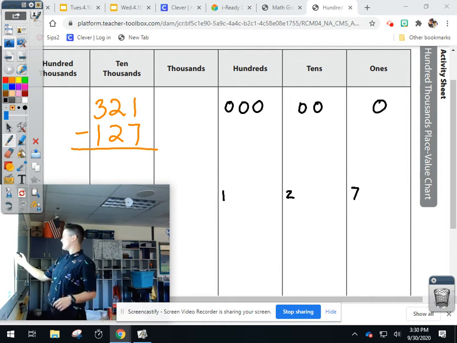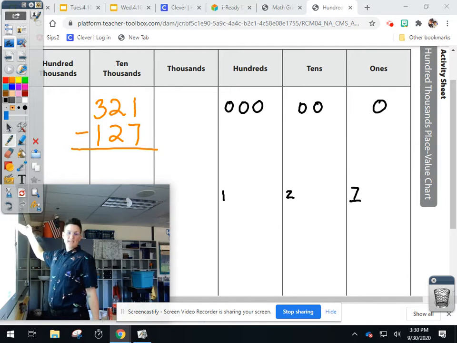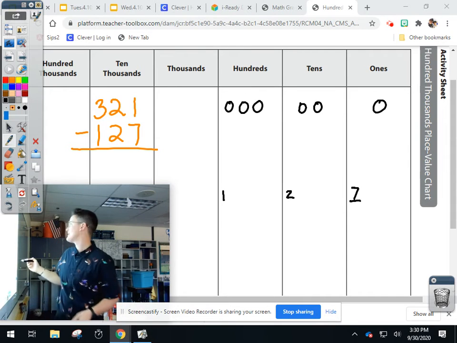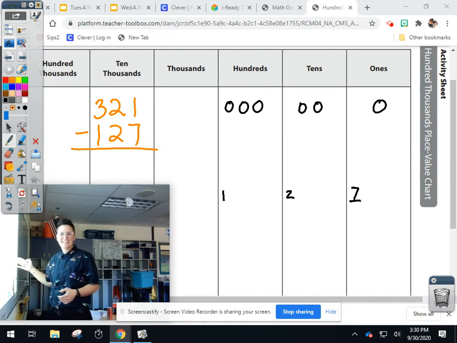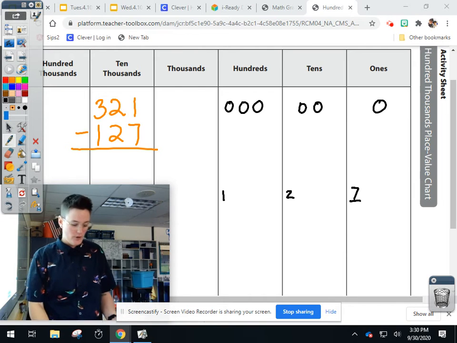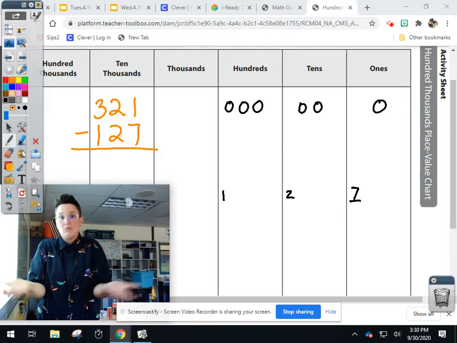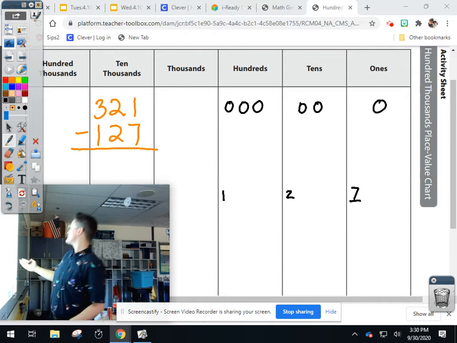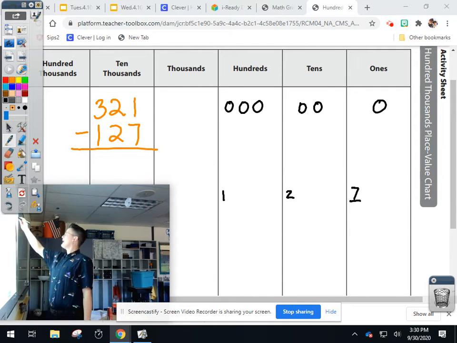Now, in this place value, it wants me to take away 7. And you'll notice I only have 1 dot there. So if I only have 1 dot in my ones place, I can't take away 7 because I'm holding nothing right now, and I can't take away anything if I'm not holding anything, right? So in order to take away 7, I have to go next door to the tens place.